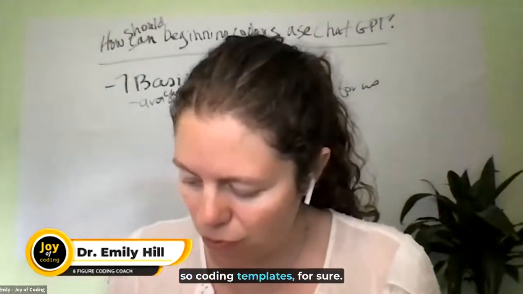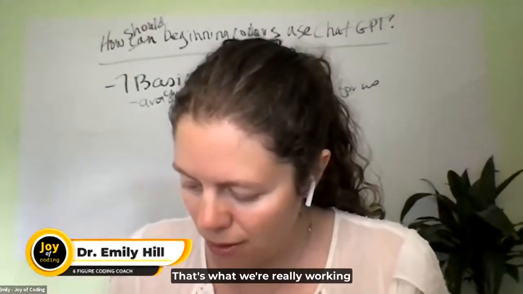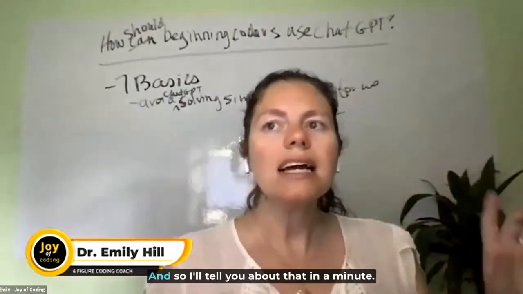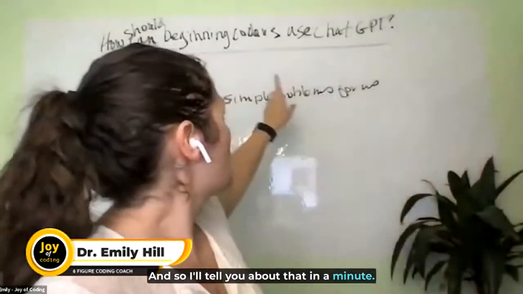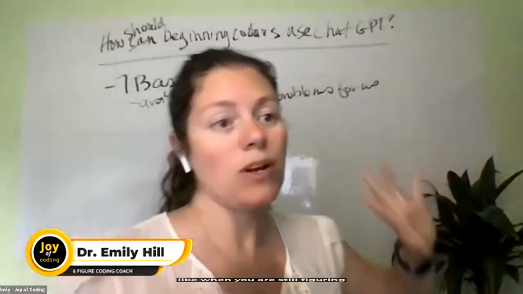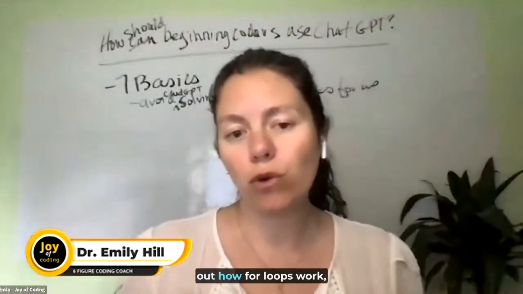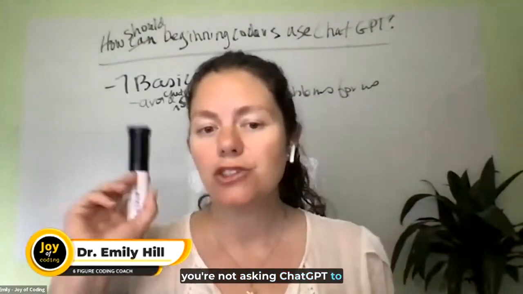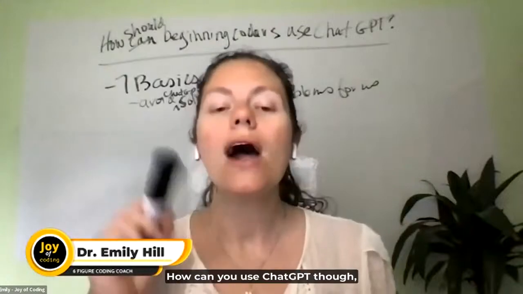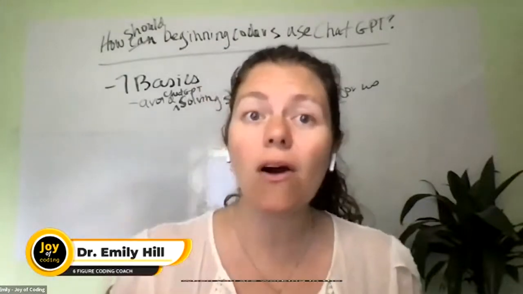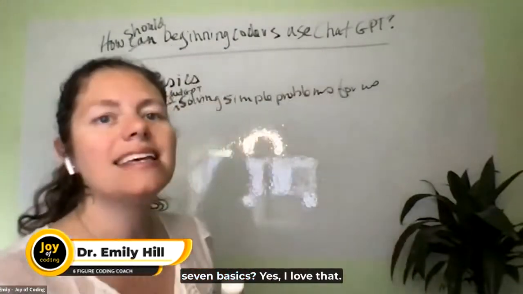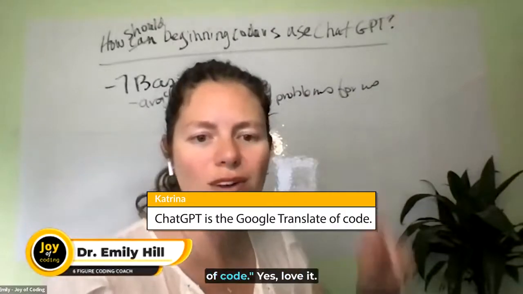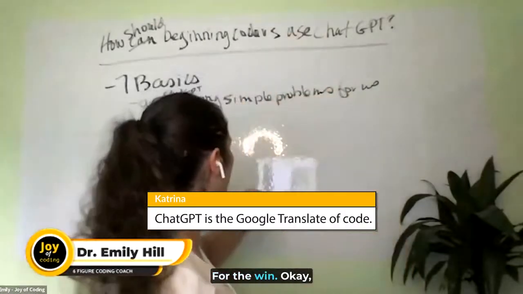So coding templates for sure. That's what we're really working on as we advance. Super cool, and I'll tell you about that in a minute. But when we're dealing with the 7 basics, when you are still figuring out how for loops work, you're not asking ChatGPT to generate the code for you, right? How can you use ChatGPT though when you are working in the 7 basics? Yes, I love that, Katrina. ChatGPT is the Google Translate of code. Yes, love it, for the win.